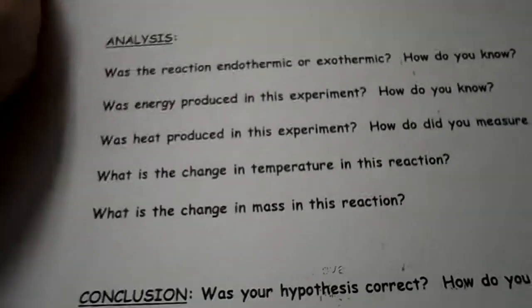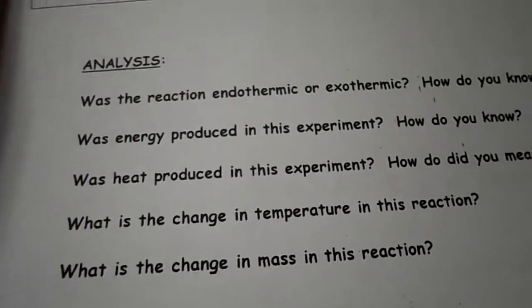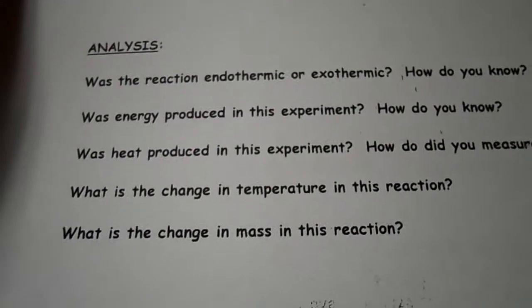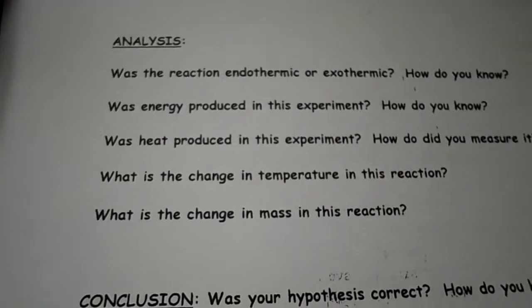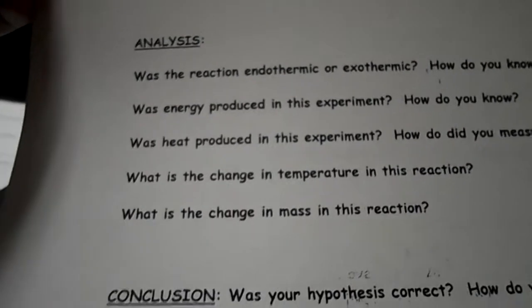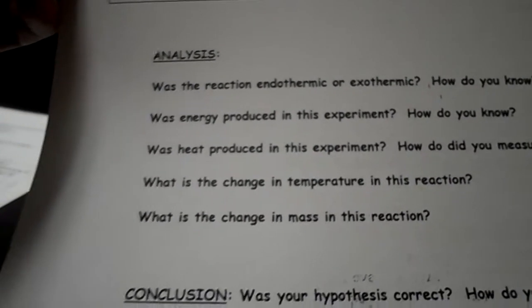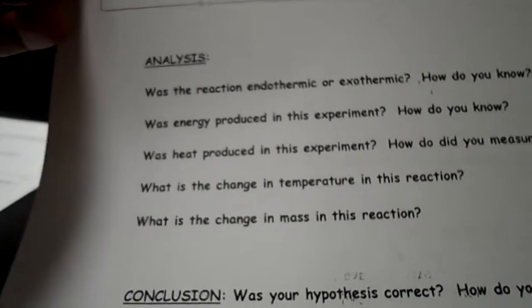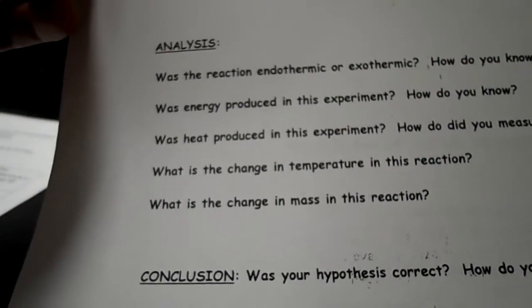Okay, now let's make sure you're able to answer these questions. Was the reaction endo or exothermic, and how do you know? So if you want to remember what those were, go ahead and look in the notes. Was energy produced in this experiment? How do you know? So there's different types of energy, so if you don't remember, refer to your notes. Same thing for heat, if it was produced. There's some indications in this video, or you could look back in your notes.